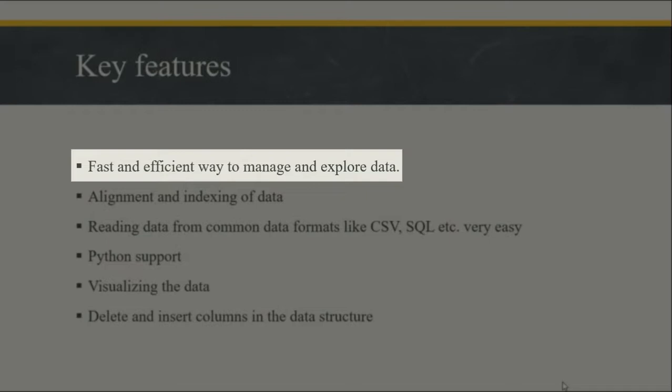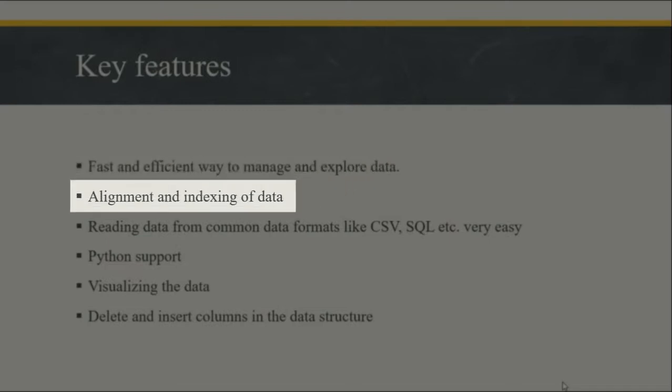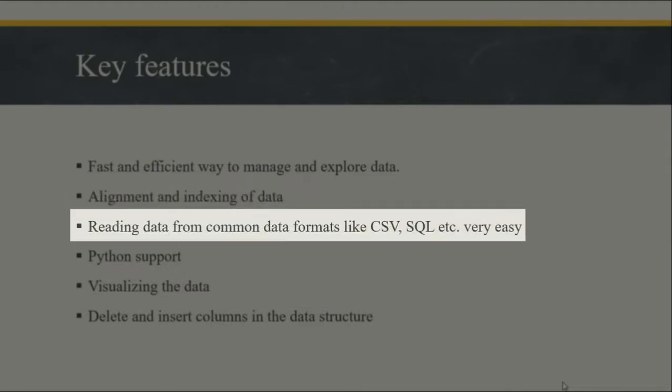The second is alignment and indexing of data. Labeling and organization of data is very important. The Pandas library organizes and labels the data perfectly by intelligent methods of alignment and indexing. The third point is reading data from common data formats like CSV and SQL. It is very easy to extract data from CSV files and SQL using the Python Pandas library.